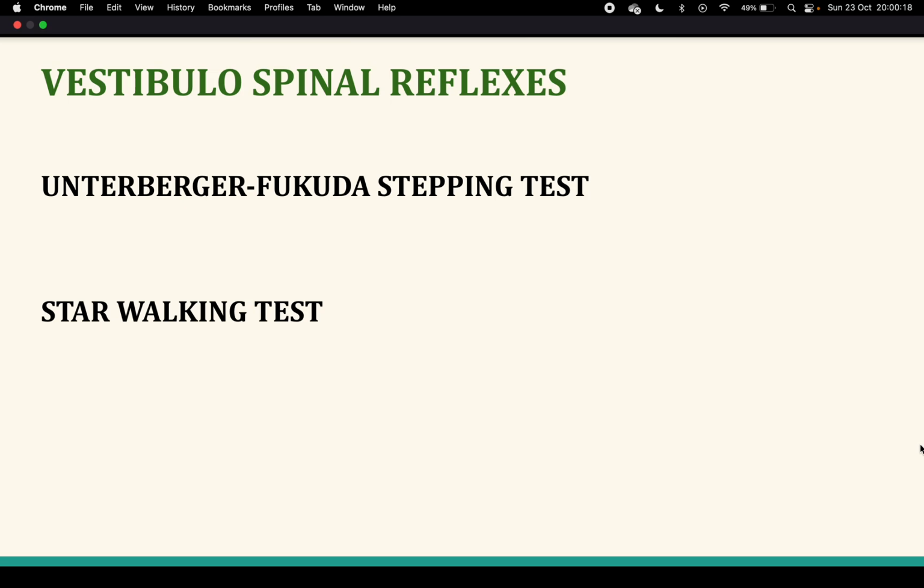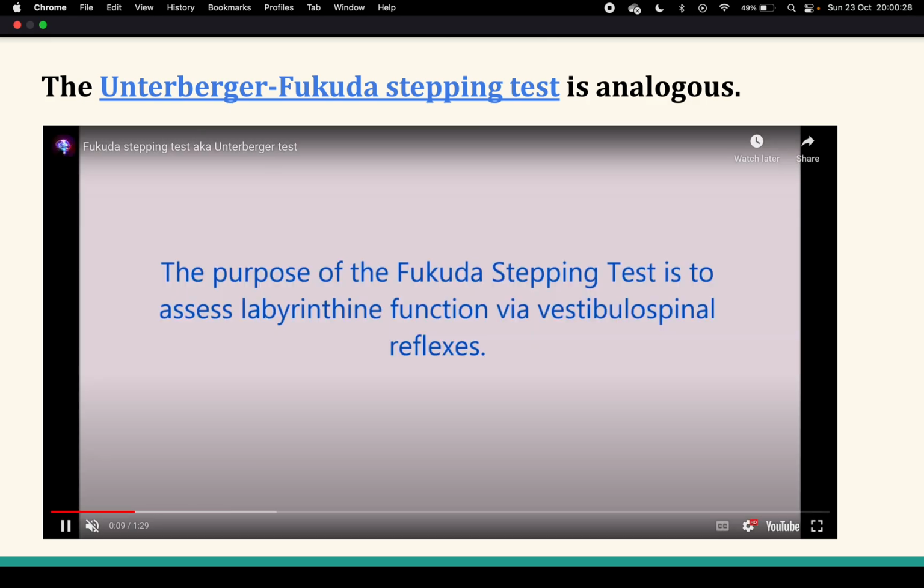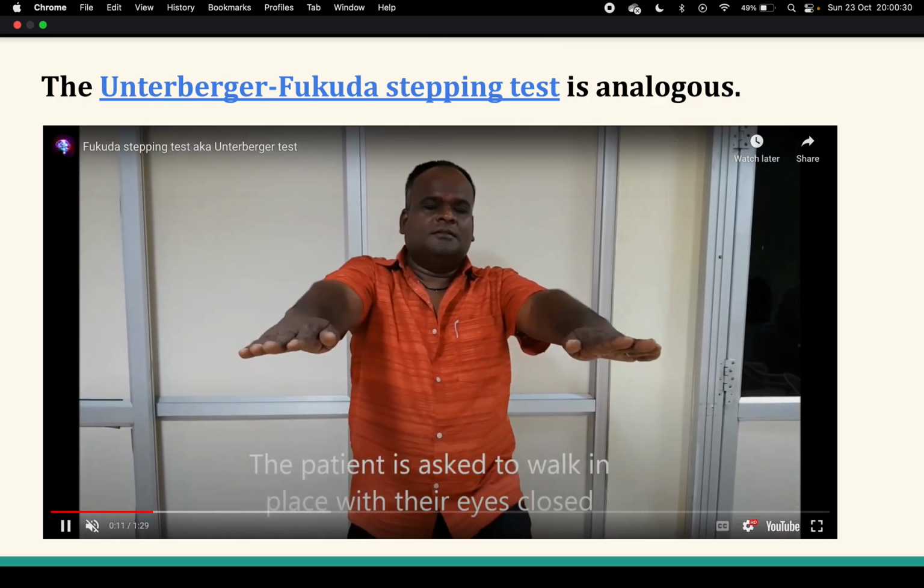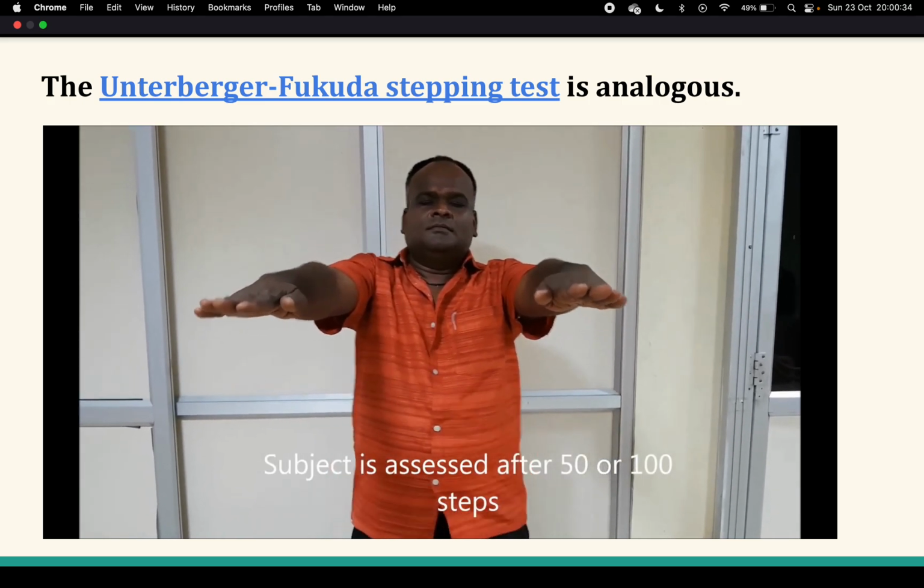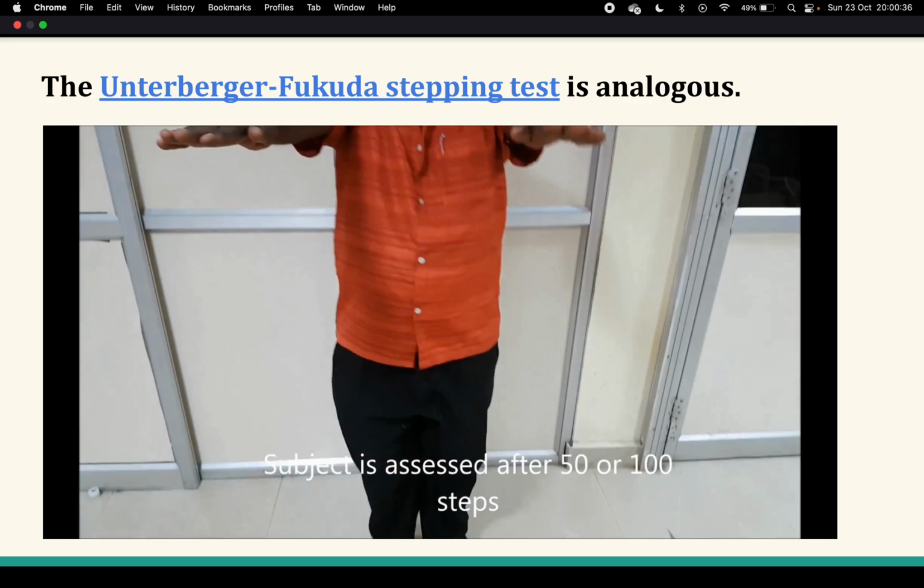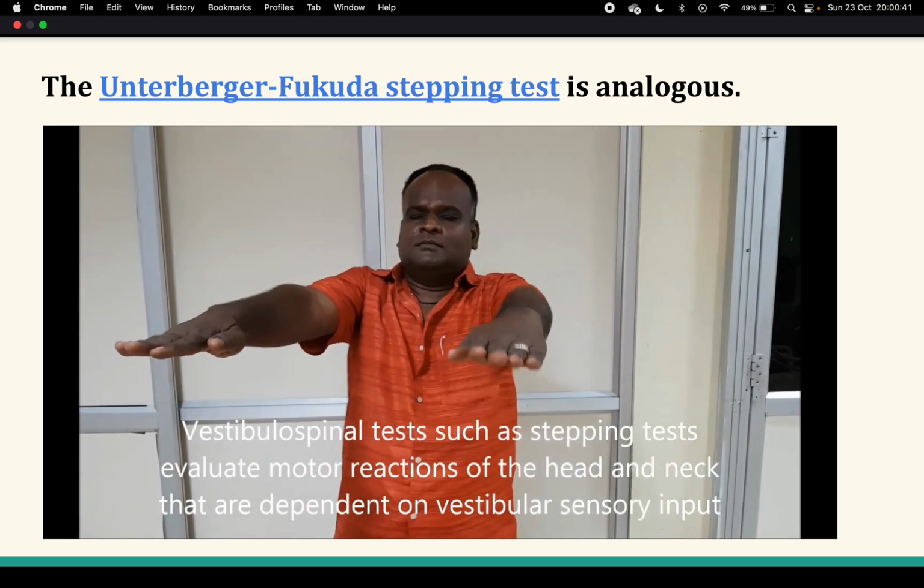So now we'll check for the vestibulospinal reflexes to assess for any vestibular pathology. One is the Unterberger-Fukuda stepping test, and the other is the star walking test. What is the Unterberger-Fukuda stepping test? The patient is asked to walk in place and we assess after 50 to 100 steps. Just at the same place, he should keep stepping.